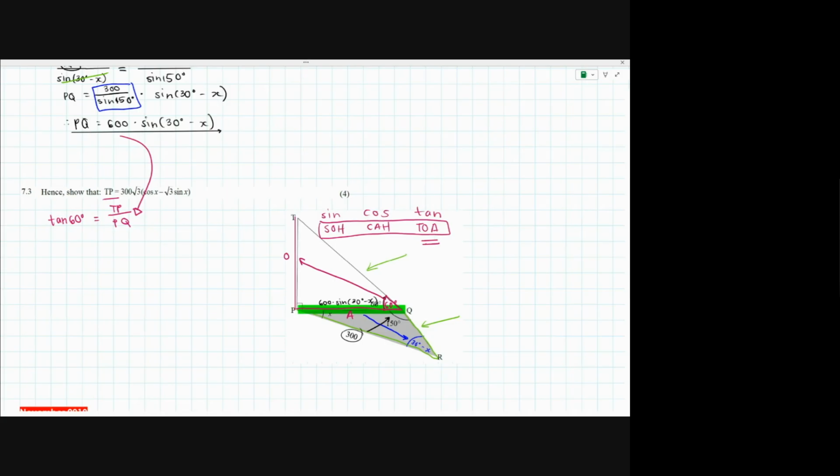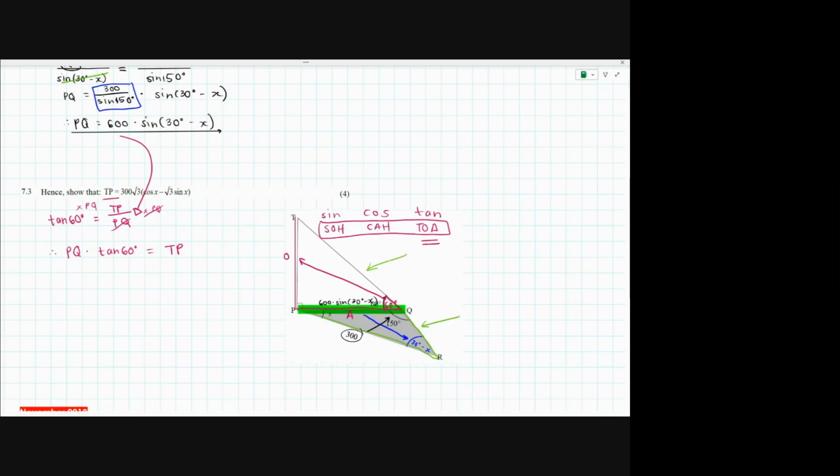I prefer to first isolate TP. The reason is if I now substitute in the 600 sine of 30 minus x in my denominator, I'm just giving myself more to work with. So I like to first isolate, simplify what I can, and then I'll substitute in. So to get TP alone, I would times both sides by PQ to get rid of it in my denominator. And so what I have is that PQ times tan of 60 is equal to TP. Now I've got TP alone. Now I can start substituting and simplifying.